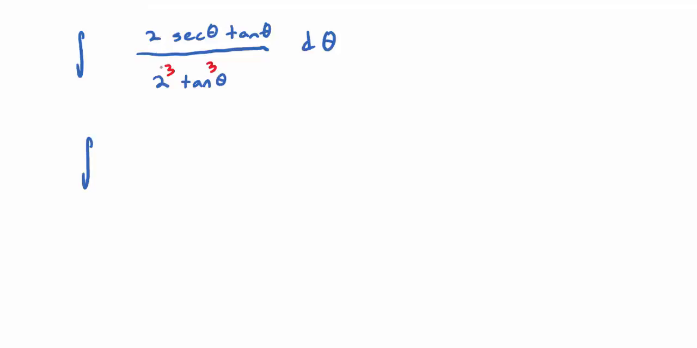Okay, so this becomes 2 over 8, right? 2 cubed is 8. So what does that reduce to? 2 over 8 is 1 over 4. I'm going to pull that out front. And then one factor of the tangent here will cancel with one there. And what will we end up with? Secant theta over tangent squared theta, I guess.